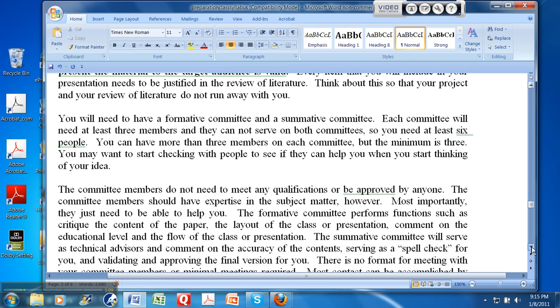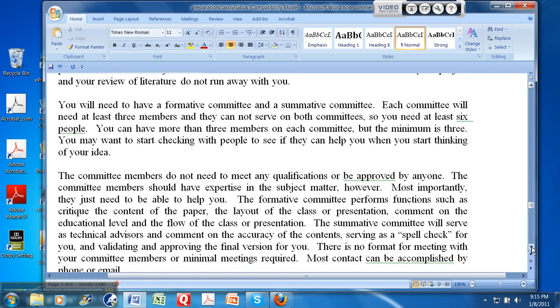Your review of literature needs to be around 20 pages. So think about that also, that there's enough material for you to come up with about 20 pages.